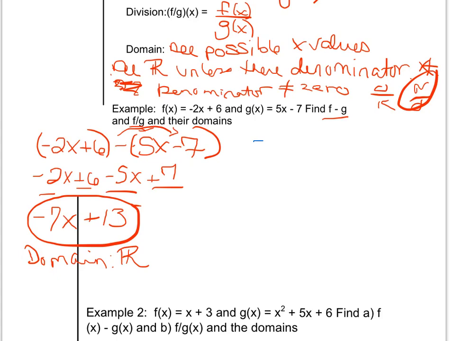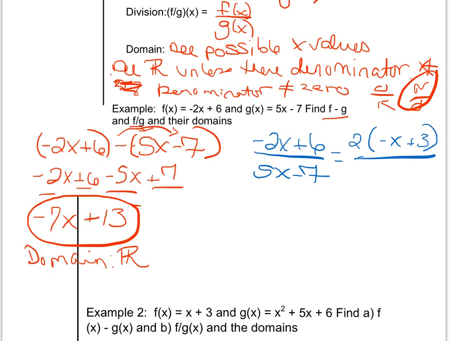Well, f over g is going to be negative 2x plus 6 over 5x minus 7. And a lot of times with dividing, I'm not done until I've factored. So I'm going to go ahead and think about all those times we factored, and I'm going to factor the top because it has a GCF. I can take out either a 2 or a negative 2. Let's say I take out a 2. I get negative x plus 3 all over 5x minus 7. So nothing cancels, so I'm going to go ahead and leave this as my final answer.